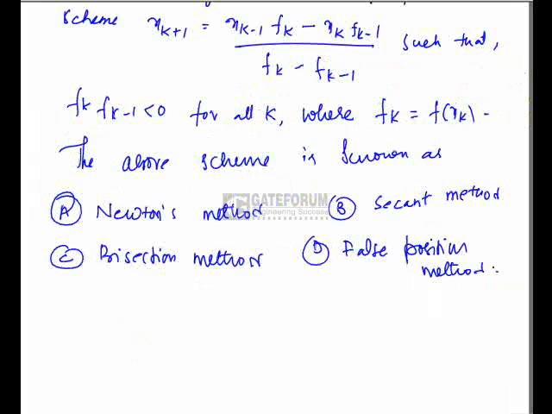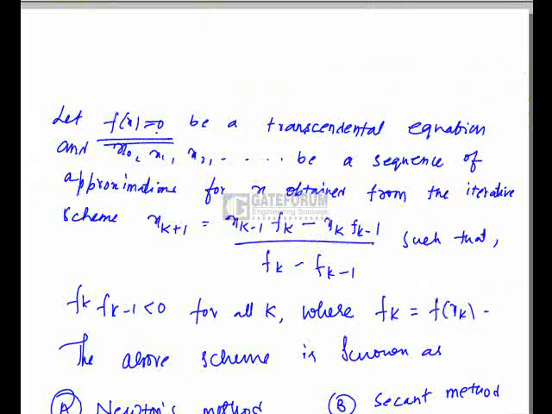It is given that f(x) = 0 is a transcendental equation with the sequence x0, x1, and so on up to xn. Now, the approximation which is given as x_{k+1} = x_k - f(x_k)(x_k - x_{k-1}) / (f(x_k) - f(x_{k-1})), such that f(x_k) into f(x_{k-1}) is less than 0. That means negative for all k, where f(x_k) is nothing but f of x_k.